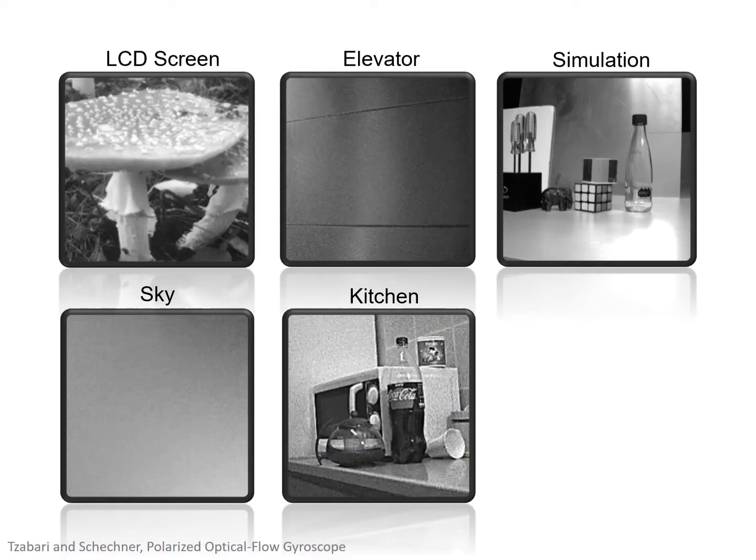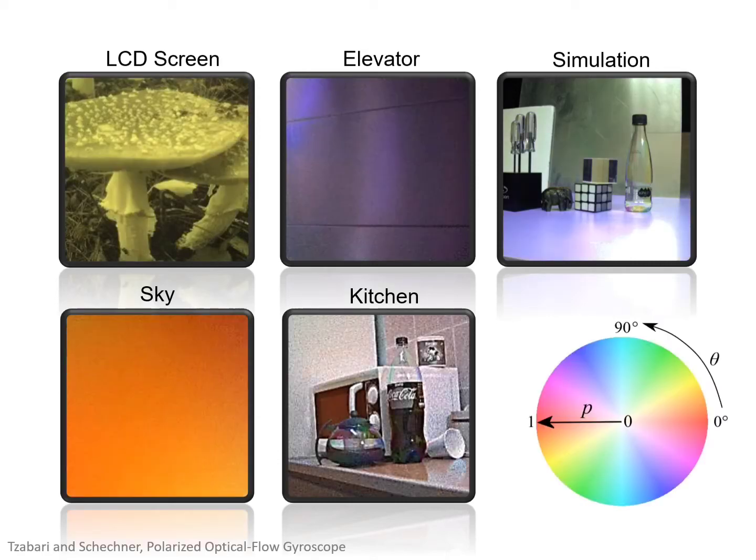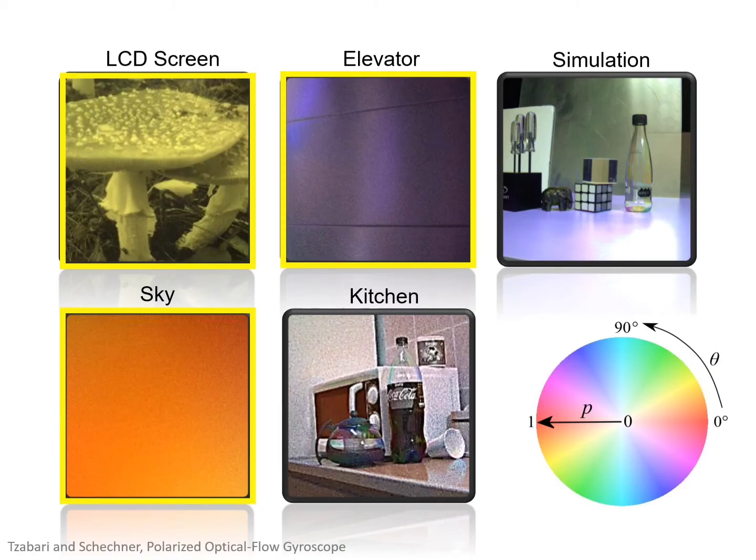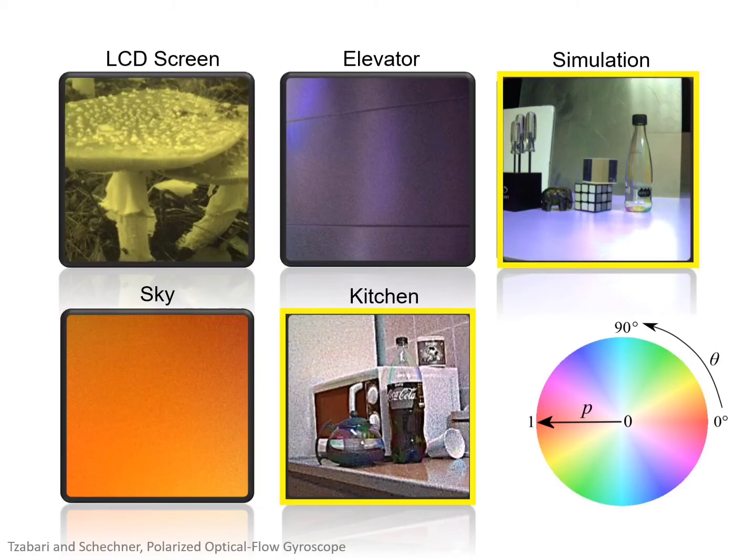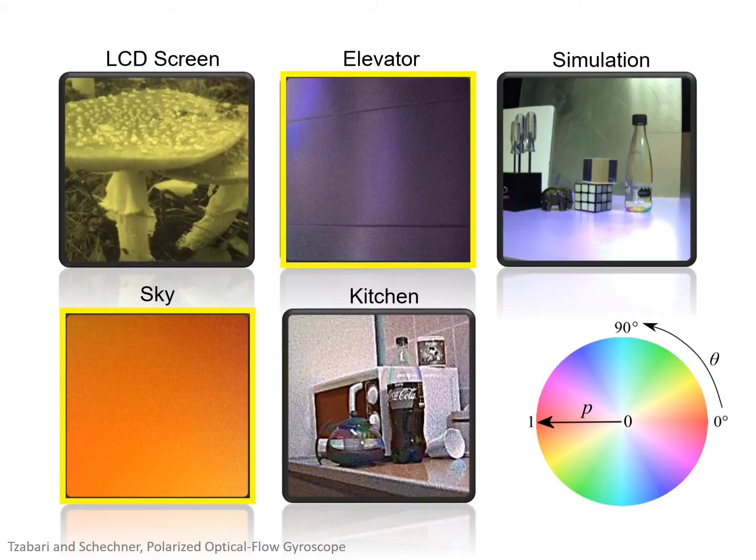To answer this, we also tested our gyro method on a variety of scenes, both simulated and experimental. You can see here the light intensity of these scenes. This is what the polarization of the scenes look like in hue and saturation representation. As you can see in the color wheel, the hue represents the angle of polarization, while the saturation represents the degree of polarization. The different scenes represent different possible scenarios: high polarization, low polarization, high features, and smooth scenes.